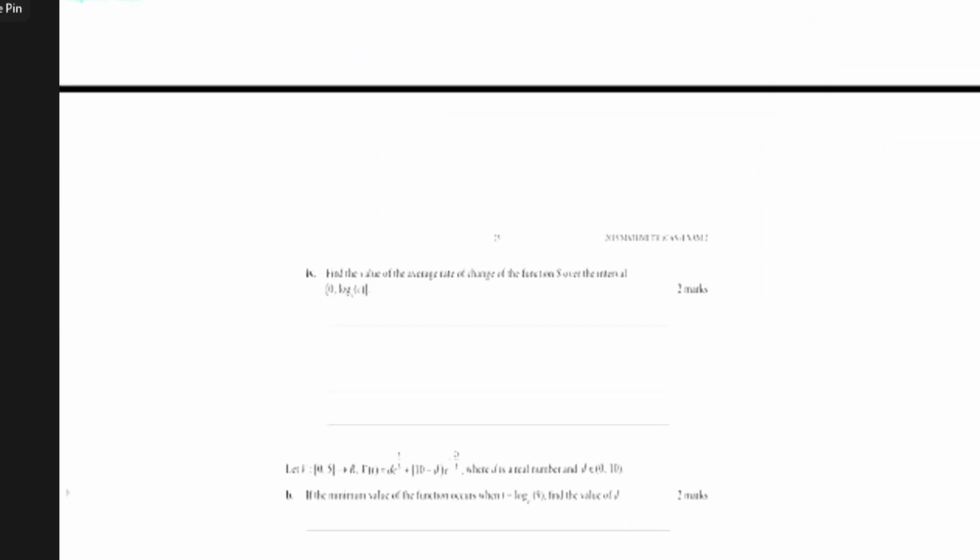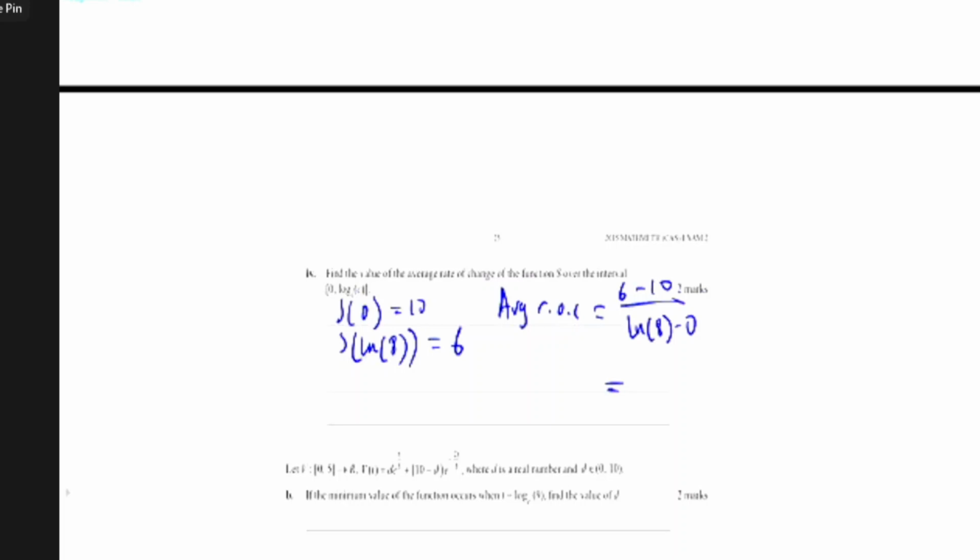Find the average rate of change for a function s over the interval. So we already know that s of 0 is 10, and s of ln c is the minimum, c is 8, so it's ln 8. So s of ln 8 is 6. So then the average rate of change is just 6 minus 10 over ln 8 minus 0. That's just the average rate of change formula, so that's minus 4 on ln 8.